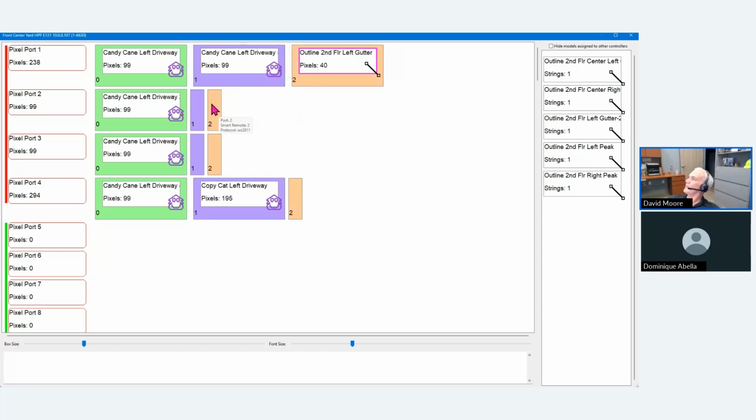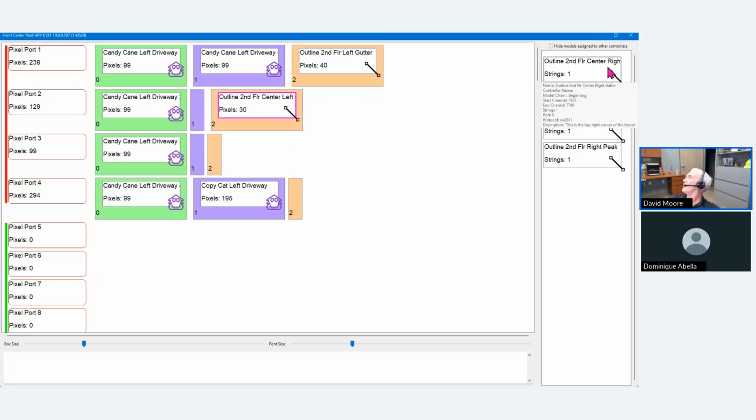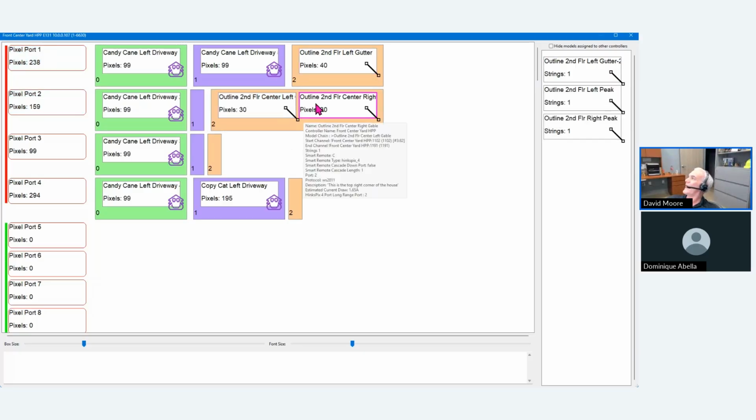Now, see these empty boxes? Those are ports that we're not using. So that was a dedicated output. And then we have center left, so we're going to put this one in here. But the center right is actually daisy chained off of each other, right? Okay.